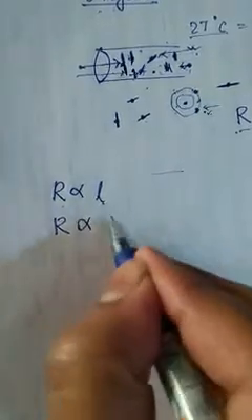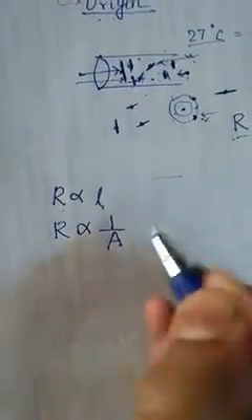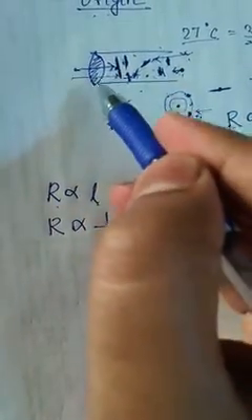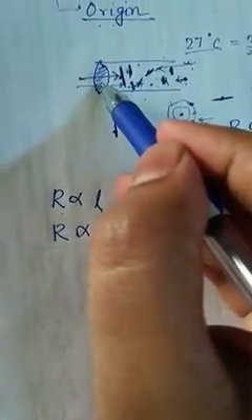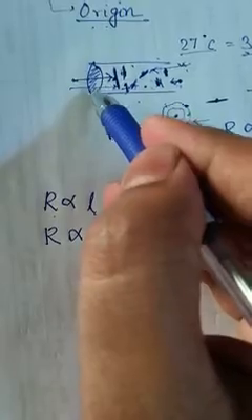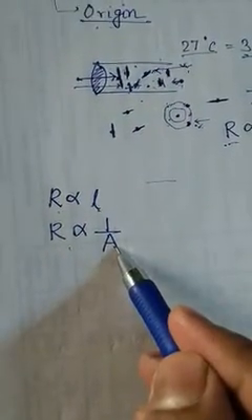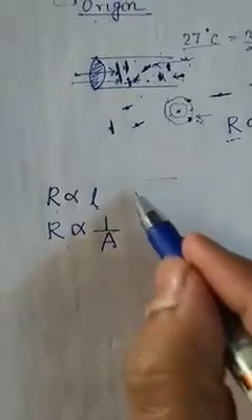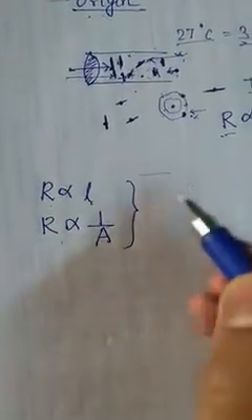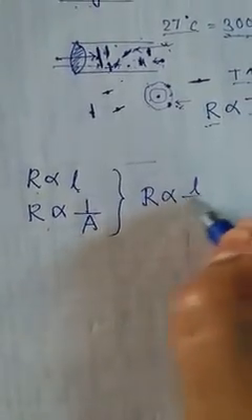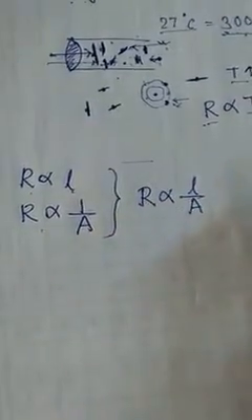Resistance will decrease with the area of cross section. This is the area of the cross section. If the area of cross section increases, that means the wire becomes thicker, then the resistance will decrease. This is inversely proportional. So combining these two, we get R is proportional to L by A.